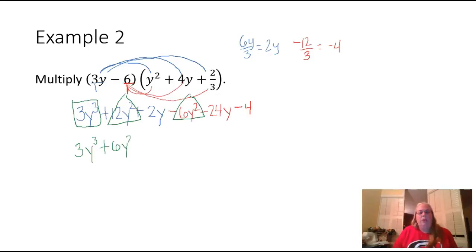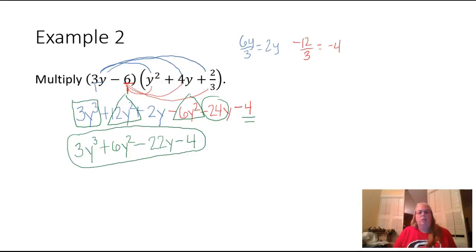Now remember, this is just going to be a y squared because now we're adding and subtracting, we're not multiplying, so we don't change the exponents. I have a +2y. I have a -24y. So 2 minus 24 is going to give me -22y. And then we have this guy left over right here that didn't have anything to go with it. So the -4 comes down, and here is my final polynomial answer. 3y to the third plus 6y squared minus 22y minus 4.